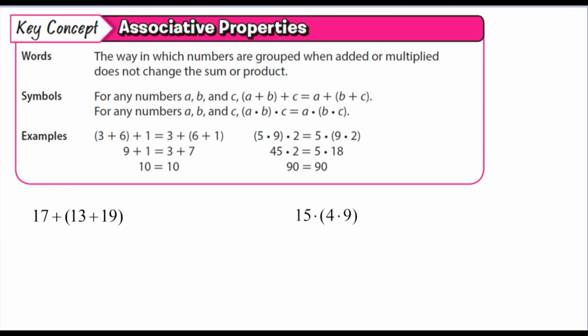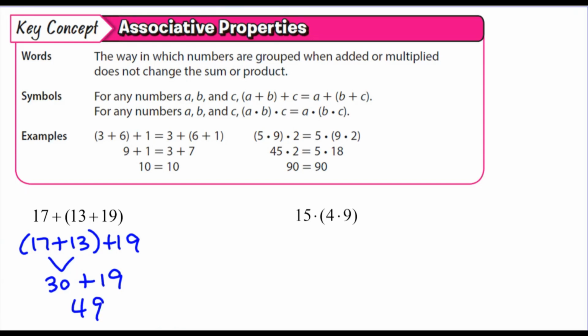But I notice if I reassociate these numbers, if I associate the 17 and the 13 together, so I'm simply moving the parentheses, notice the numbers are all still in the same order, 17, 13, 19, but now I've just associated them differently, I've grouped them differently, and the associative property says that you can do this when you're adding or multiplying. So now I can add the 17 and 13 together, which is 30. It's a little easier sum to find, and then 30 plus 19 is 49. So it makes that numerical expression a little bit easier to evaluate just using the associative property.